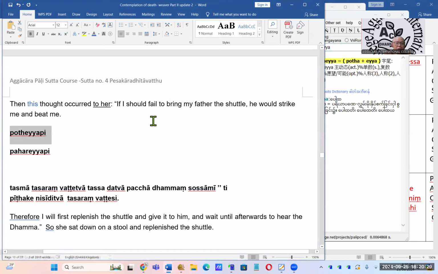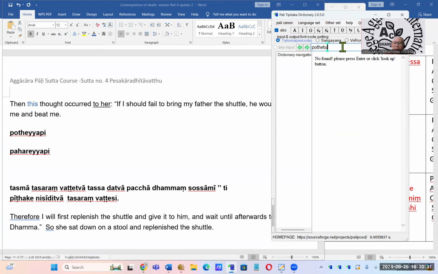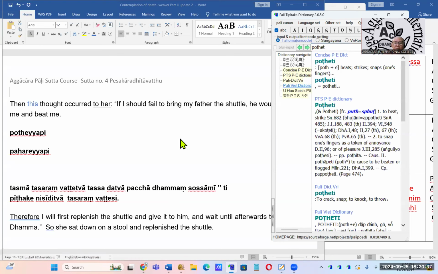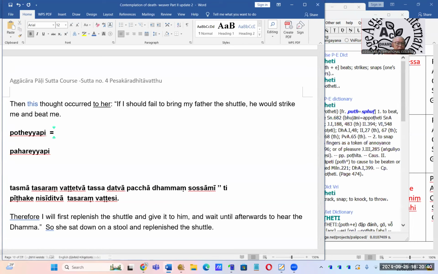So poteya, from the word potati, beat. From the word pote, and then potati, for the pote you plus the aya. And this one also, from the present tense paharati, from the word pahara plus aya. So this is present tense. So every time you see a new word, you have to find the present tense first, and then find the verbal base.